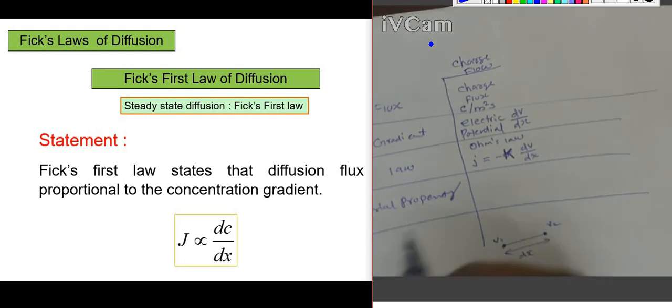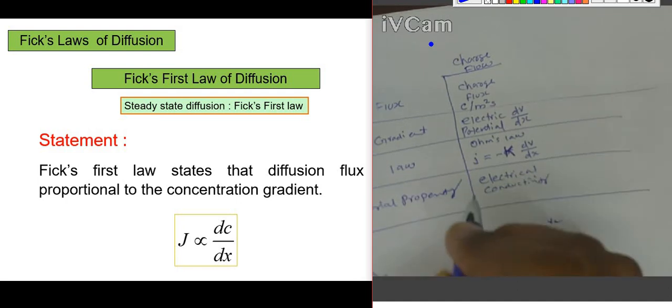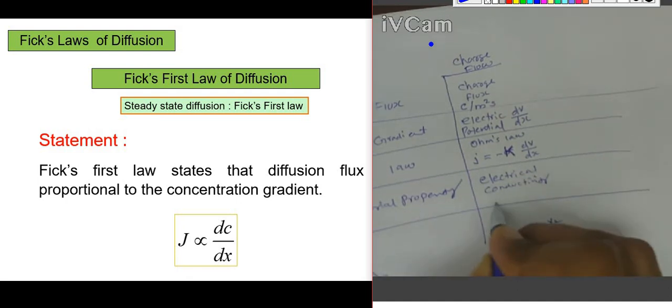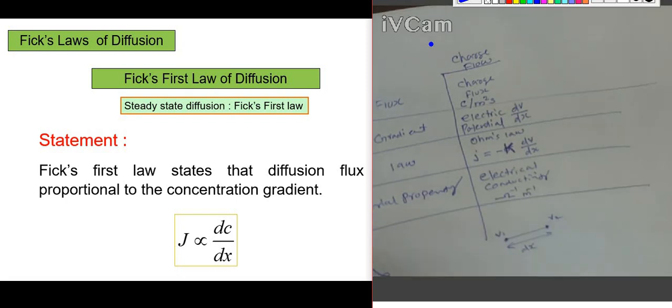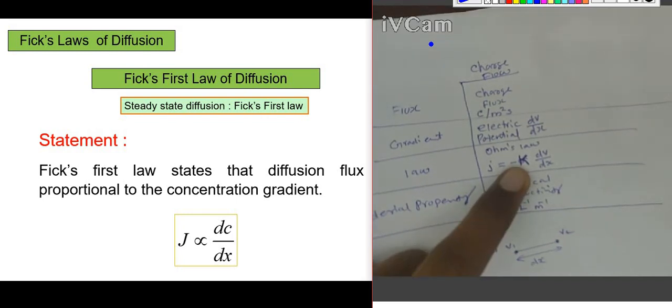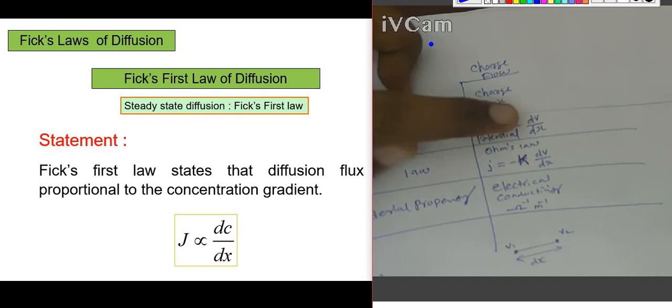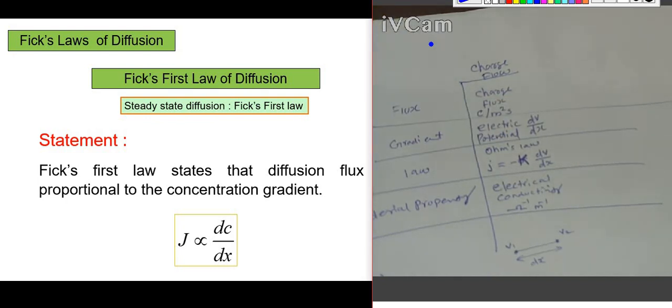And what is k? k is called electrical conductivity. And what is its unit? It is ohm inverse meter inverse. That is the unit of k. So here the material property is electrical conductivity, the constant in this Ohm's law, and the driving factor for the charge flux is the electric potential gradient dou V by dou x. The charge flux is the amount of charge crossing unit cross-section area per second.